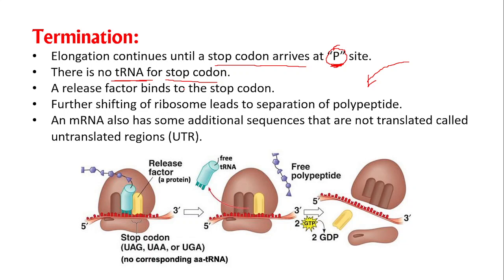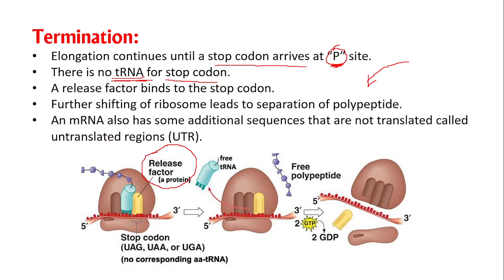The process of synthesis of the polypeptide chain will be terminated. If there is no tRNA, then who will come and bind to that particular region? Very simple, it is mentioned here. When the P site has a stop codon, then instead of tRNA, because no tRNA is there for decoding, a release factor will come and bind to that particular region.